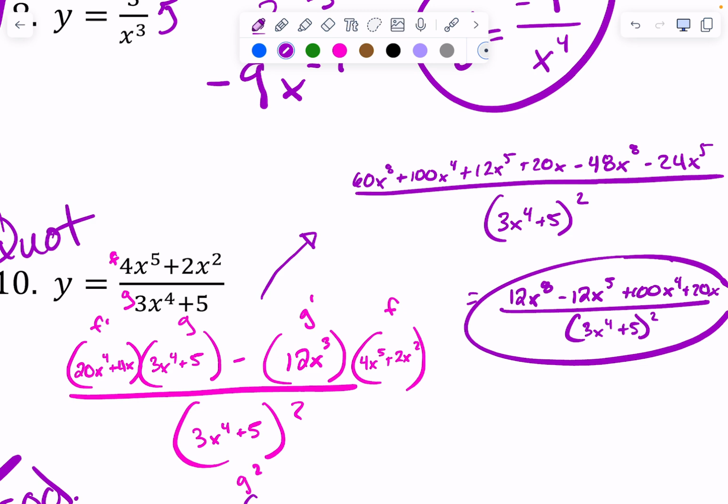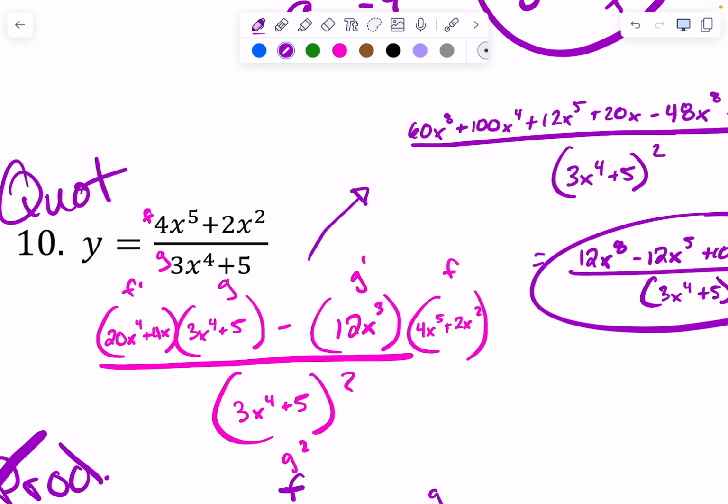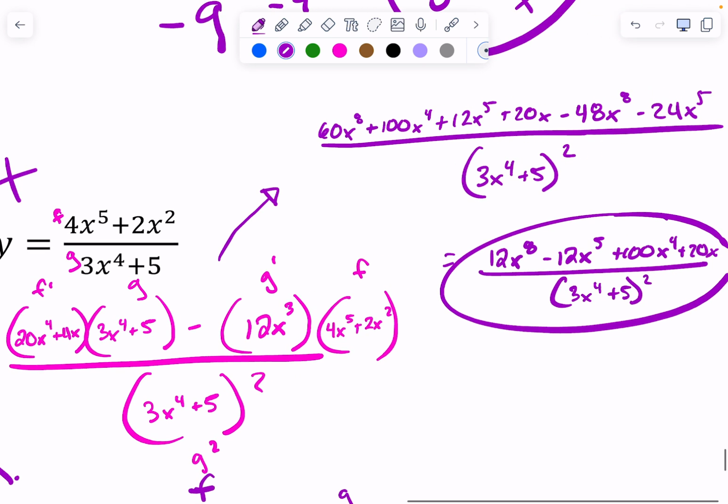12x cubed. The only thing I didn't do was FOIL it out because I was gonna take all of it. You think I'm wrong? We all are. 60x to the 8th plus 100x to the 4th. How'd you get 12x to the 5th, 60x to the 8th, 20x to the 4th and 3x to the 4th?